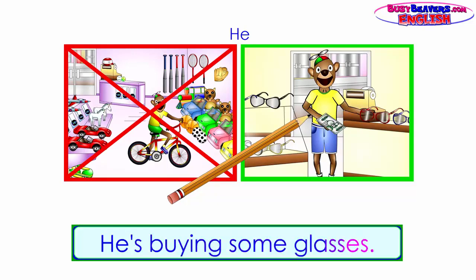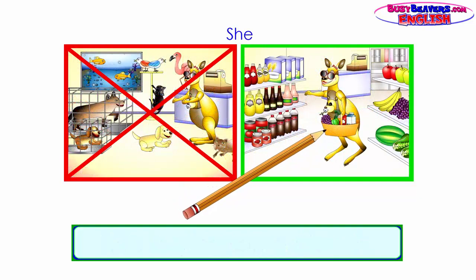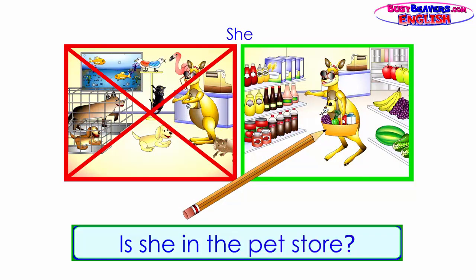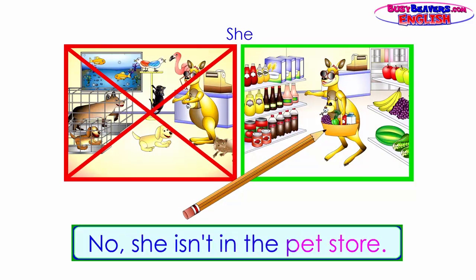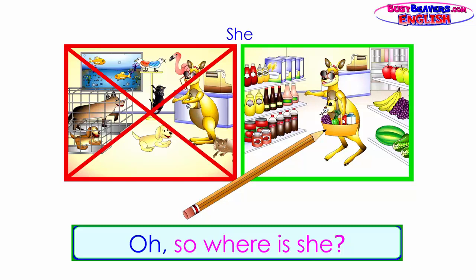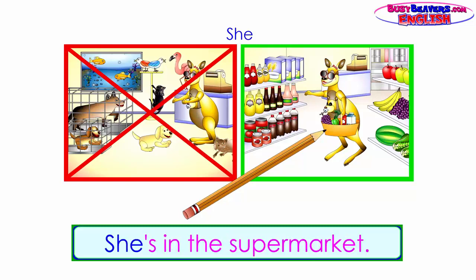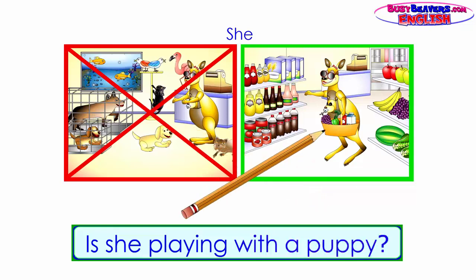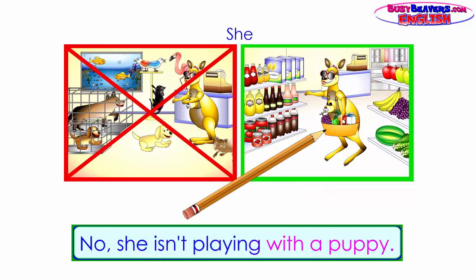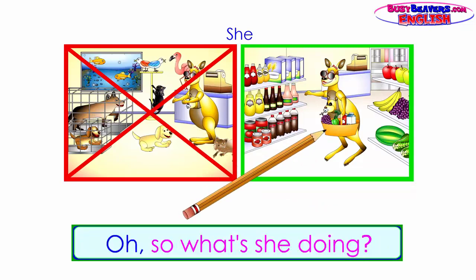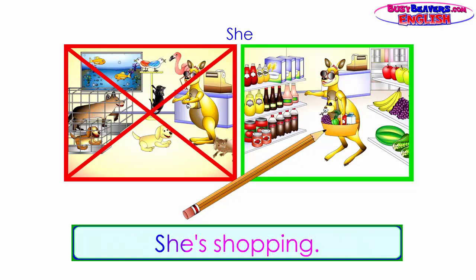He's buying some glasses. Is she in the pet store? No, she isn't in the pet store. Oh, so where is she? She's in the supermarket. Is she playing with a puppy? No, she isn't playing with a puppy. Oh, so what's she doing? She's shopping.